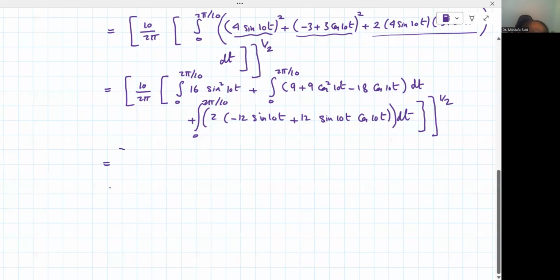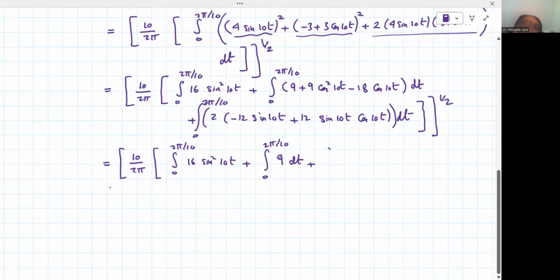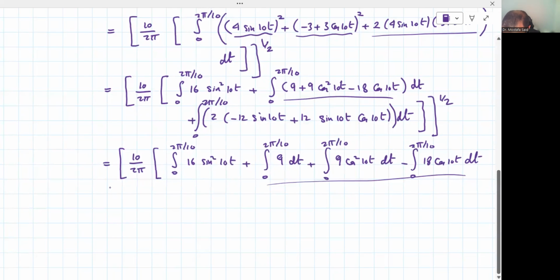So 10 over 2 pi, the integral from 0 to pi over 10 of 16 sine square 10t, plus the integral from 0 to pi over 10 of 9 dt, plus the integral from 0 to pi over 10 of 9 cosine square 10t, minus the integral from 0 to pi over 10 of 18 cosine 10t. That's basically these three here.